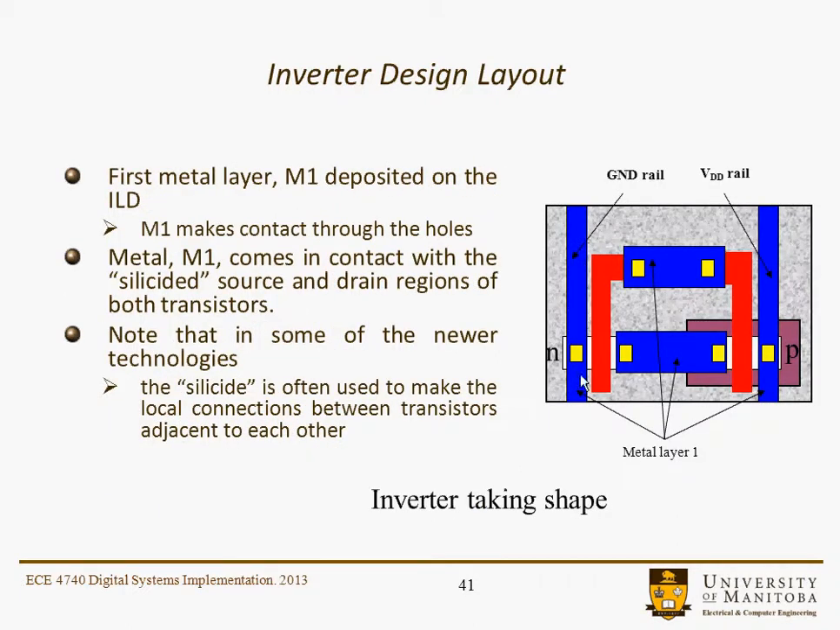So this is showing a metal one that has a ground rail and a VDD rail, and then the drains of the transistors are connected by metal through those vias that were patterned previously, and the gates are tied together again through those vias which were deposited previously. So you can sort of tell that an inverter is sort of taking shape here if you look at our old friend the inverter.